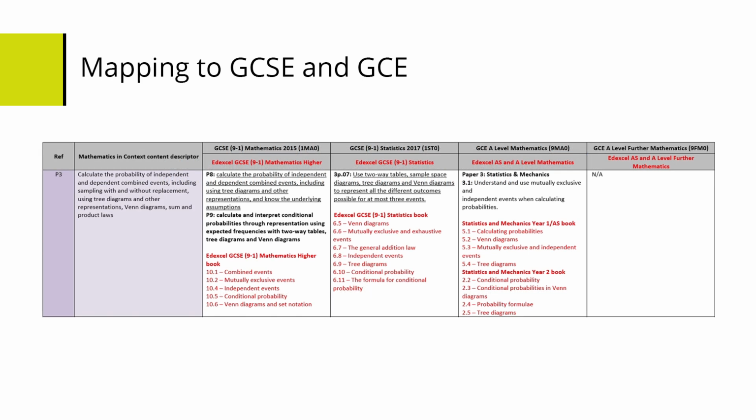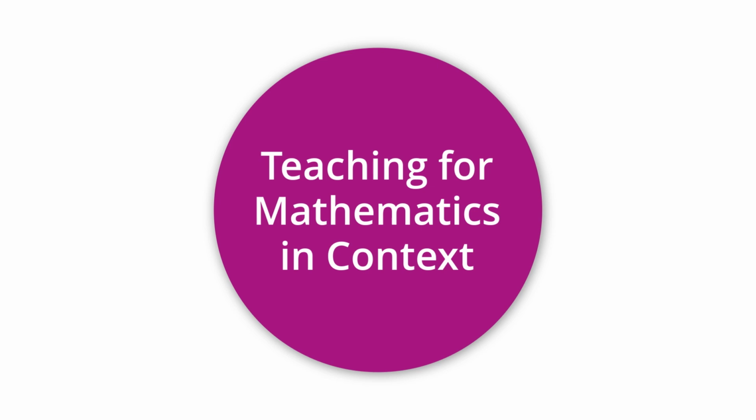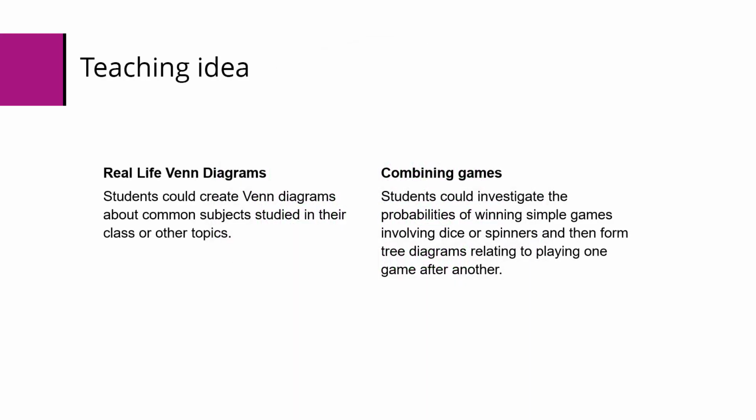Here's the mapping from GCSE and GCE to Maths in Context. You can see this topic appears a lot at GCSE Maths, Statistics and in A-Level Mathematics. So here are some ideas for how we can teach it. Students could create some Venn diagrams about the common subjects they study, or some other topics as well. They could also investigate probabilities of winning simple games involving dinosaur spinners, and form tree diagrams relating to playing one game after another.